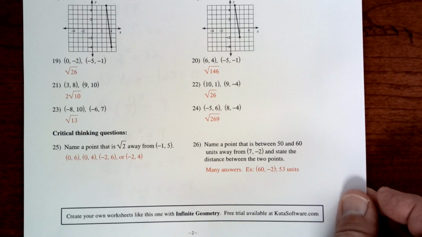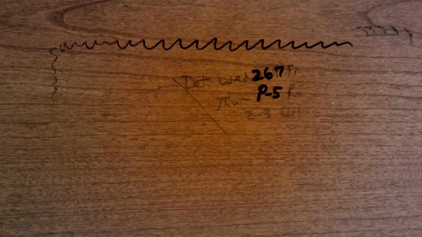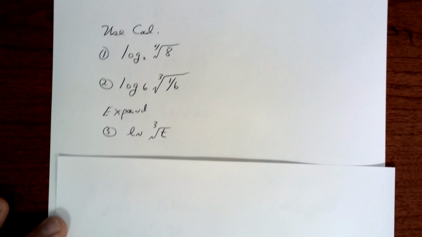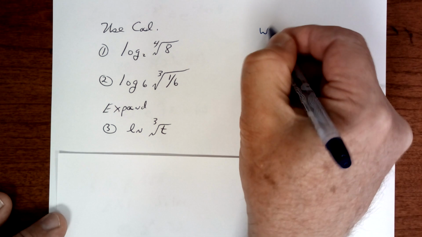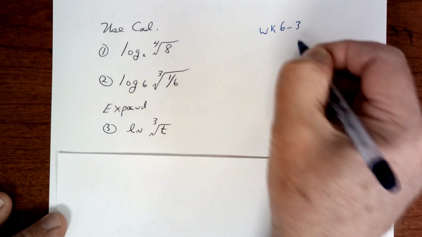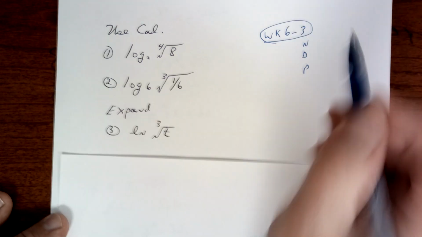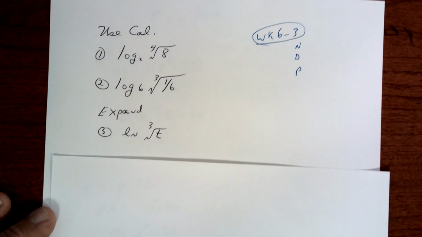All right. Now we're going to turn our attention to college algebra. Okay, so let's talk about this. We're in week 6-3, name, date, and period. And this is on the board, okay? All right, so let's talk about these. Use a calculator. So grab your calculator, clear it out.